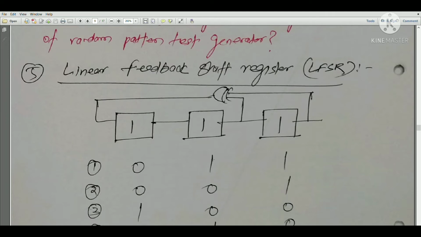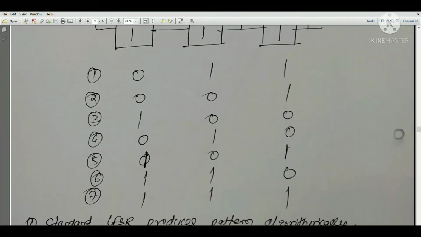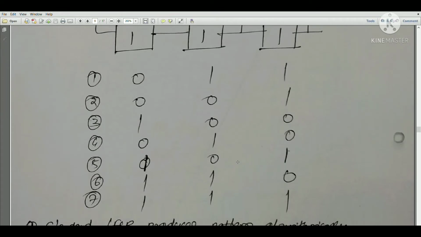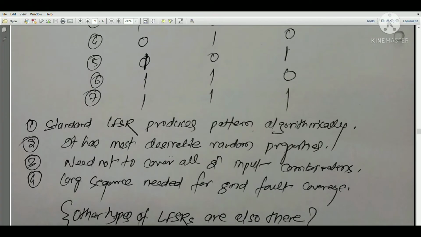So this will continue and continue. The next test pattern will be 0 1 1, and the next pattern will be 0 0 1, and accordingly the XORing output and XORing input will be applied, and you will get this many test patterns. So 7 test patterns are generated. Okay, so a standard LFSR produces patterns algorithmically. This is the first advantage that we have in case of LFSR.